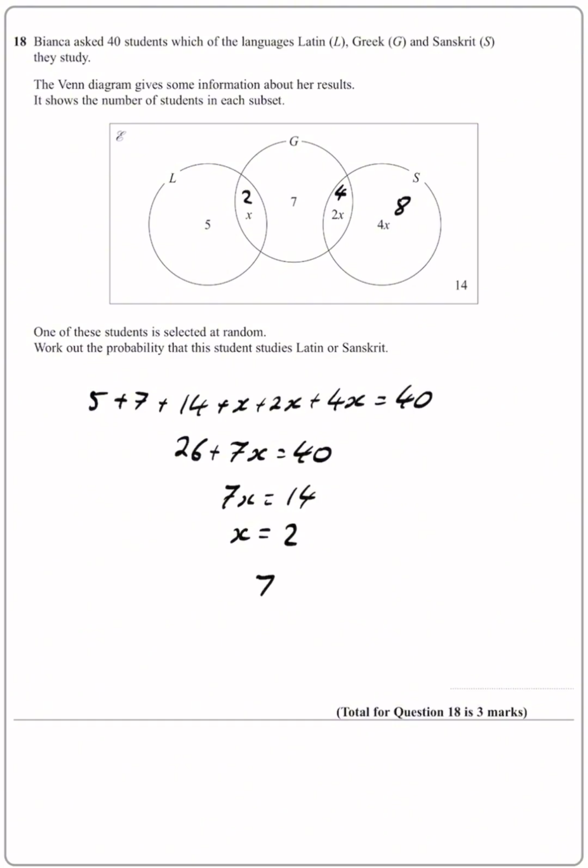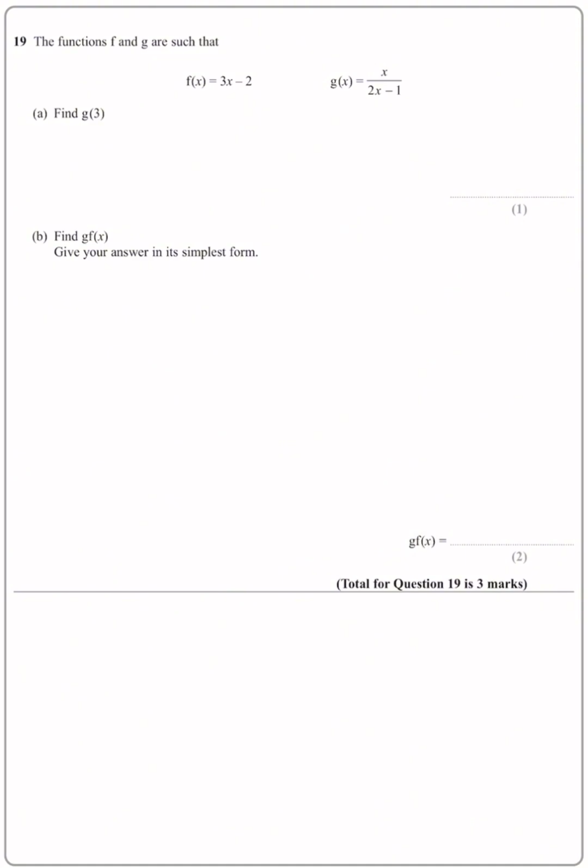We're looking at Latin or Sanskrit, so there's 7 in Latin, there's 12 in Sanskrit, so 7 plus 12 out of 40, which is 19 out of 40, and that's the probability of picking one at random.